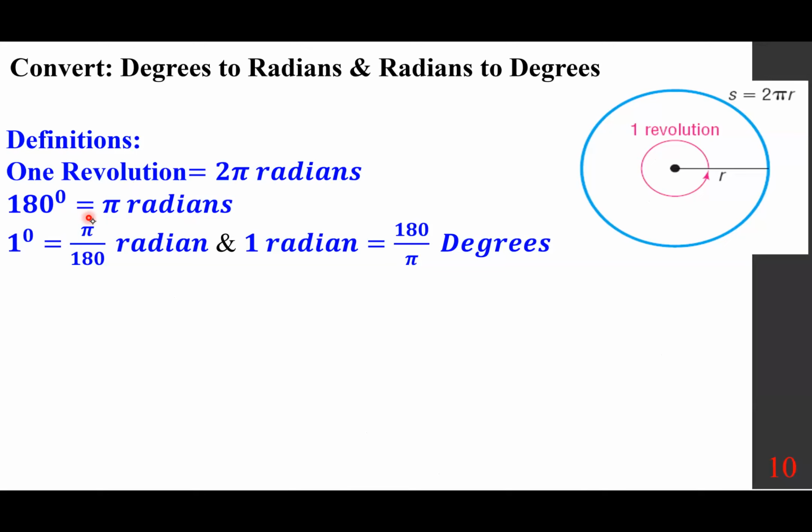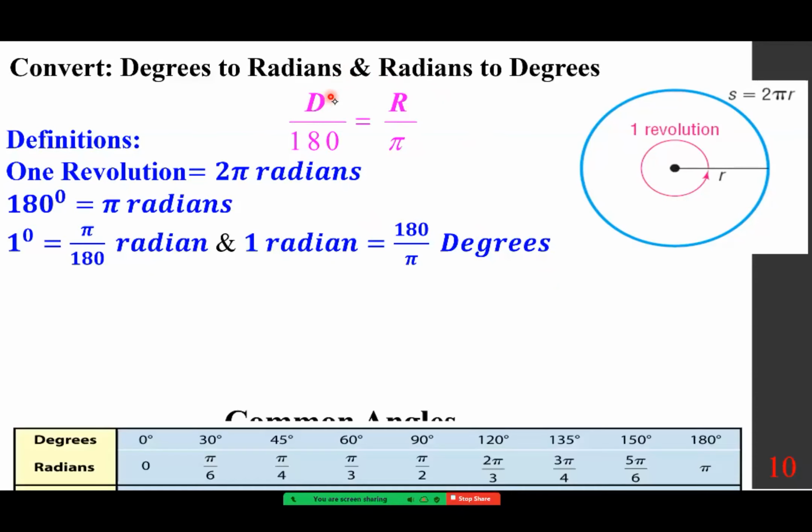So pi radians and 180 degrees are the same. Therefore, what is 1 degree? Pi divided by 180 radians. What is 1 radian? 180 divided by pi degrees. I like to use this formula, which is the synopsis of everything that is mentioned here. D over 180 is R over pi, meaning one of those two is missing. If the degrees are given, put it up here and find the R. If the radians are given, put it here and find the D.